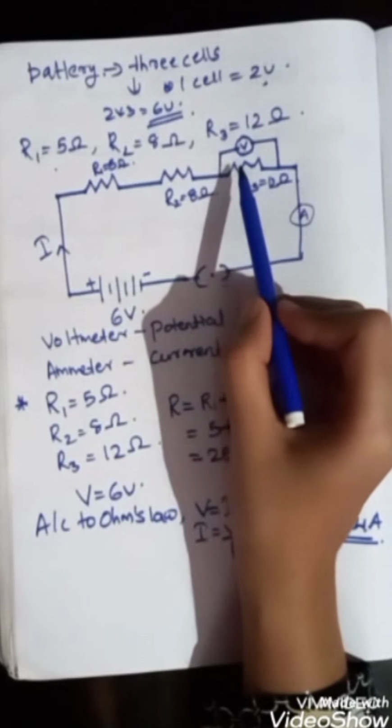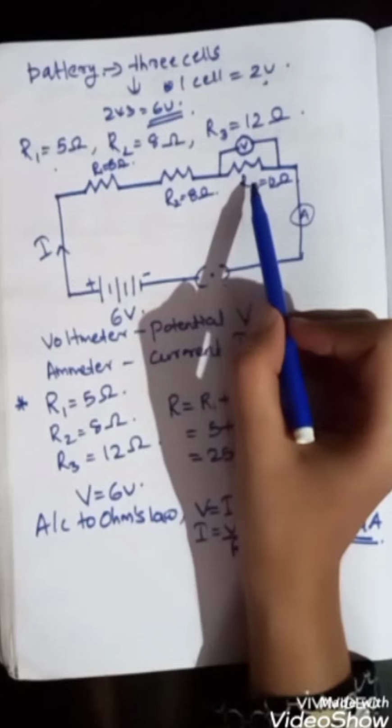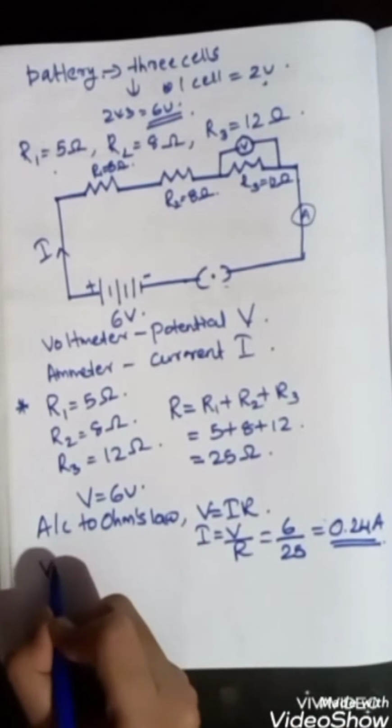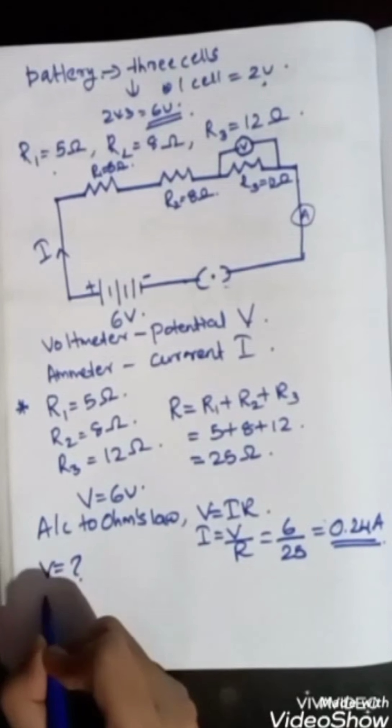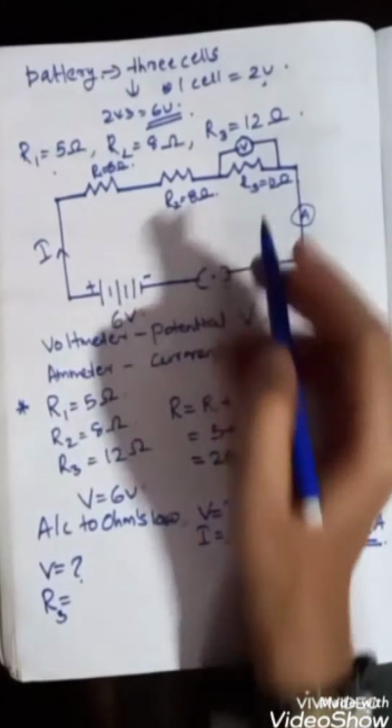Then the next part is calculation of the potential difference. What is the potential difference across the 12 ohm resistor? How can we calculate it? Here we have to calculate the potential difference across R3, that is 12 ohm.